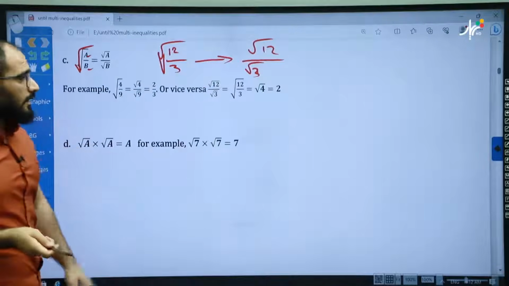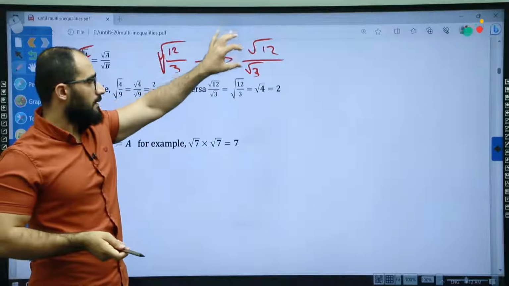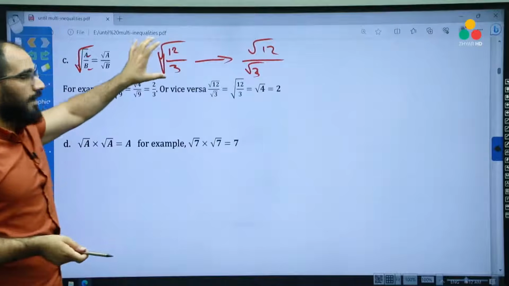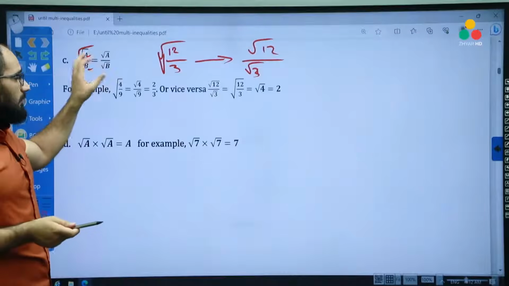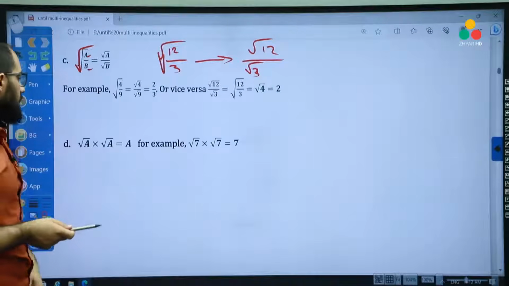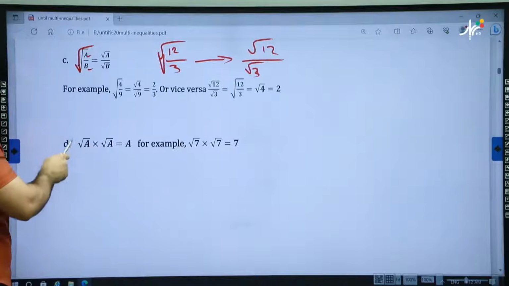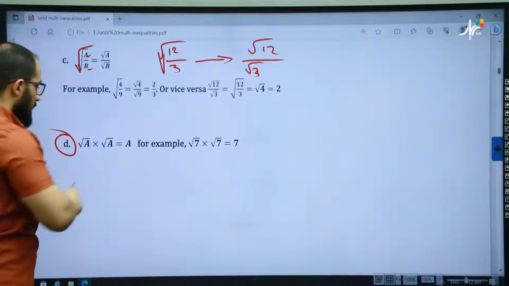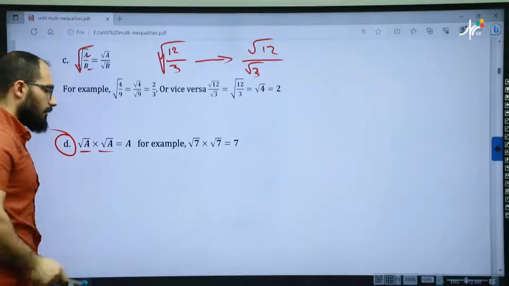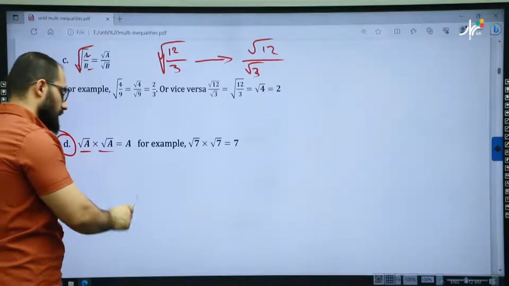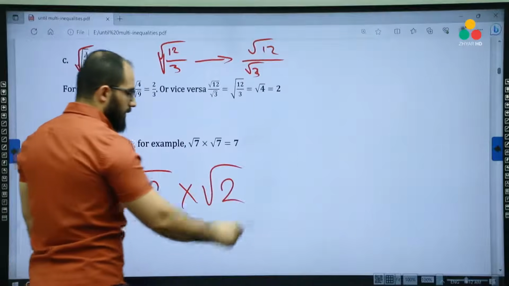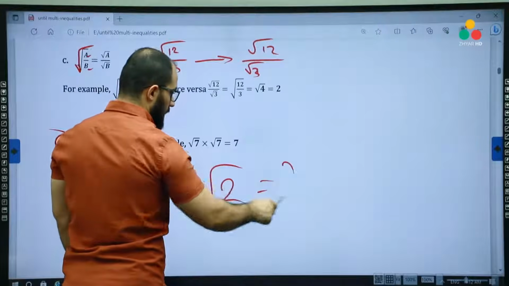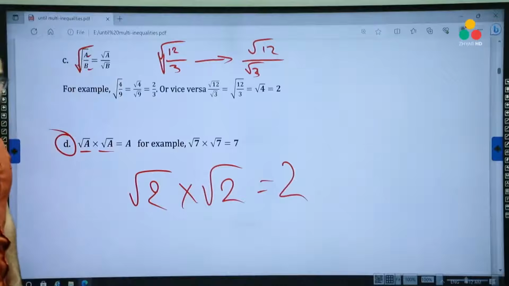Or we can do vice versa. If the square roots are separated, we can write it as one square root. So this property is true for division and multiplication. The last rule, the last formula, is square root of a times square root of a is equal to a. For example, the square root of 2 times itself, the square root of 2, is equal to 2. So this is the last rule.